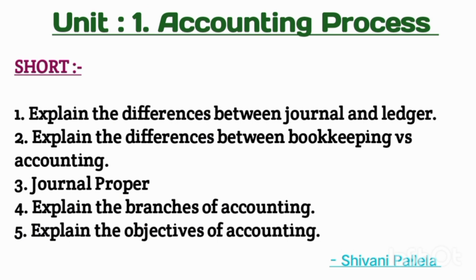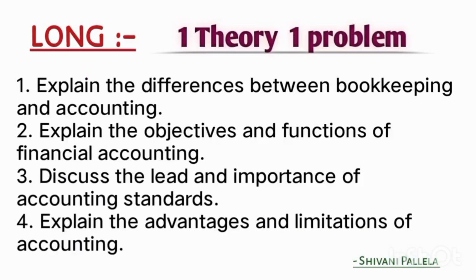So coming back to the important questions, unit number 1, short. For short I have given 5 theory important questions. Differences between journal and ledger is an important question. For long, they may ask one theory and one problem from unit number 1. For theory I have given 4 questions. What problematic methods they will ask, we will also discuss in a further video. So these are the important theory questions.